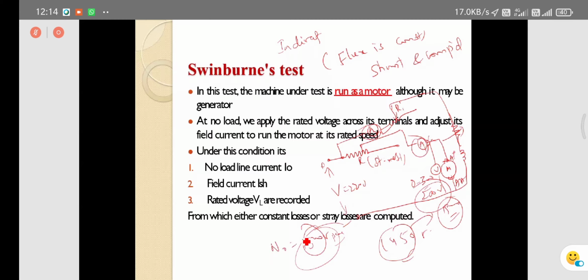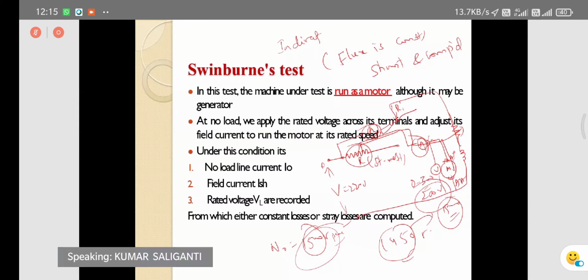At the starting, some resistance is connected in series with the armature, which is cut when the motor attains the rated speed or sufficient speed. Now the speed of the motor is adjusted to the rated speed with the help of the shunt field rheostat.